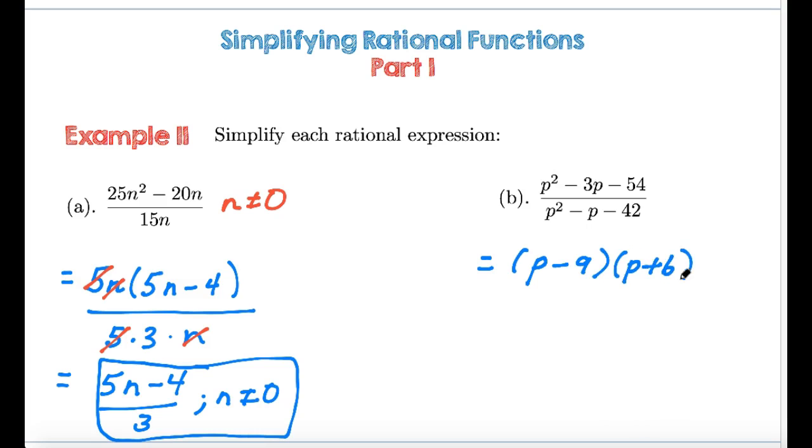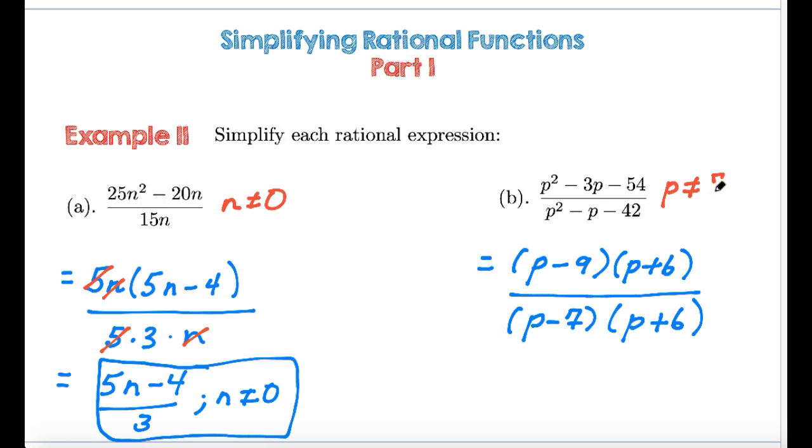In the denominator, two numbers that multiply to be negative 42 and add to be negative 1 are p minus 7 and p plus 6. So before I go any further, I know that p cannot equal 7 and p cannot equal negative 6 based on this. I'm going to go ahead now and simplify.